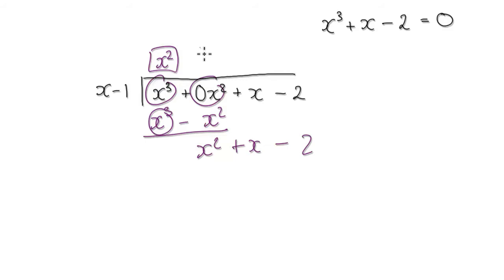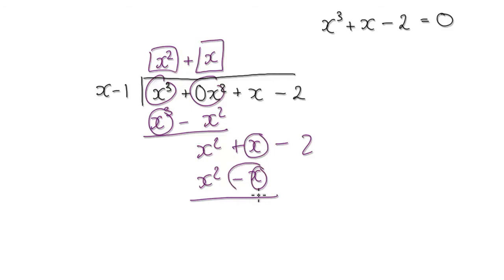So now I'm trying to figure out this times this to give me x squared. Well, this is going to be x. So this times this will be x squared. This times this will be minus x. So now I would get this thing take away this thing. This take away this would be 0. This take away negative x, so that would be x plus x, which is 2x. And then I'm going to carry the minus 2 down.